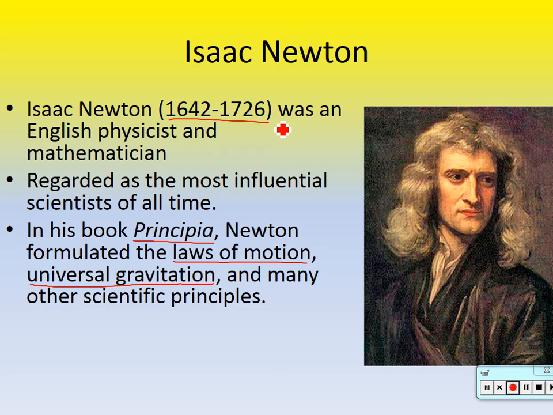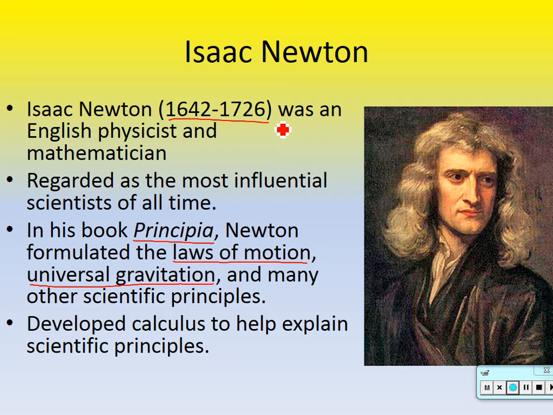Many other scientific principles are in that book. It was just a great book in terms of laying out a lot of new science that we, in fact, still use today. He developed calculus to help explain scientific principles. Guys, that's why we use math. Math helps us explain science. Here's a scientist who wanted to explain something he was observing, and he couldn't do it with the math that existed at that time. So what did he do? He developed calculus to help explain what he observed. So just incredibly smart. He was a genius.